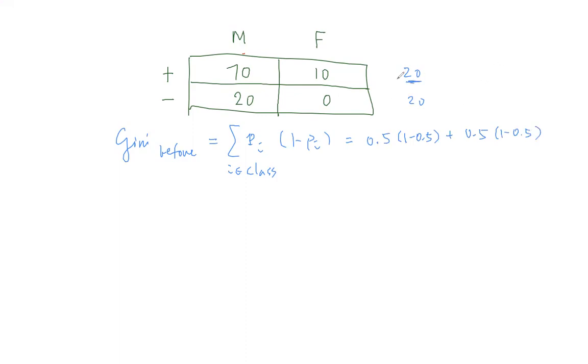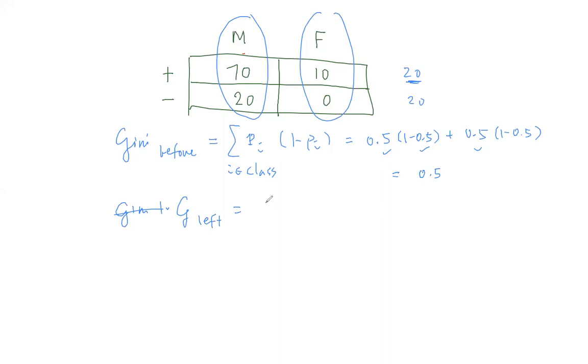Right, okay, because the proportion of the plus is 20 out of 40, so 0.5. If you make a split for the male and the female, what happens is that your Gini of the left, the impurity on the left, will be 10 out of 30, 1 minus 10 out of 30, plus the other one is 20 out of 30, 1 minus 20 out of 30. So this will be 1/3 times 2/3 times 2, so that will be 4 out of 9.